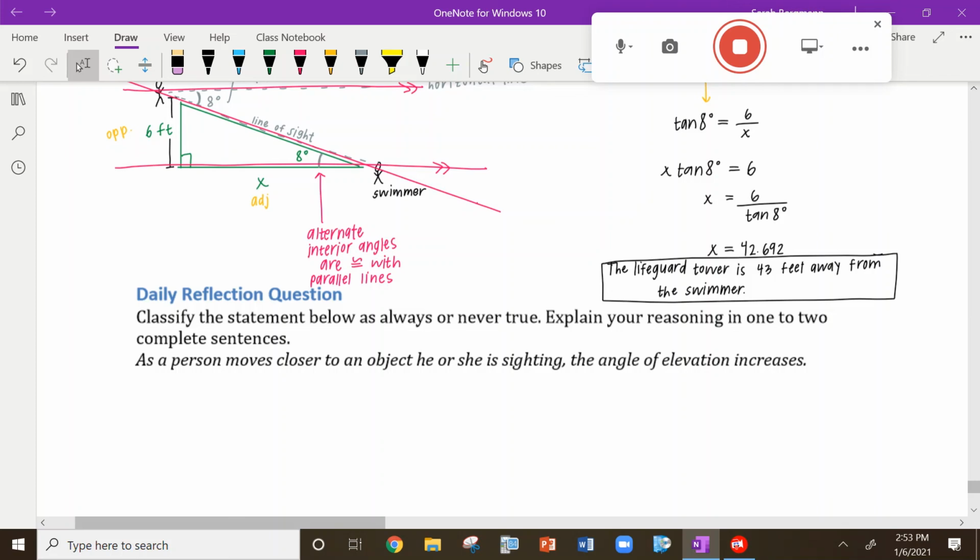As you move closer to that object, would your angle of elevation increase or decrease? This statement says that it increases. Is that true or false? Draw a diagram if you need to help you and see what you think.